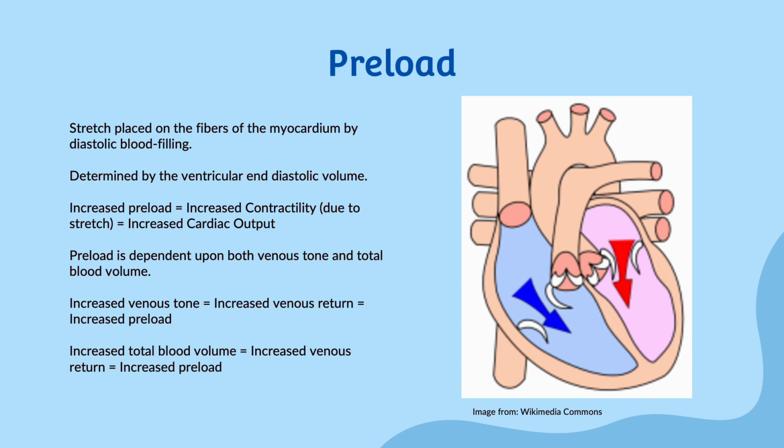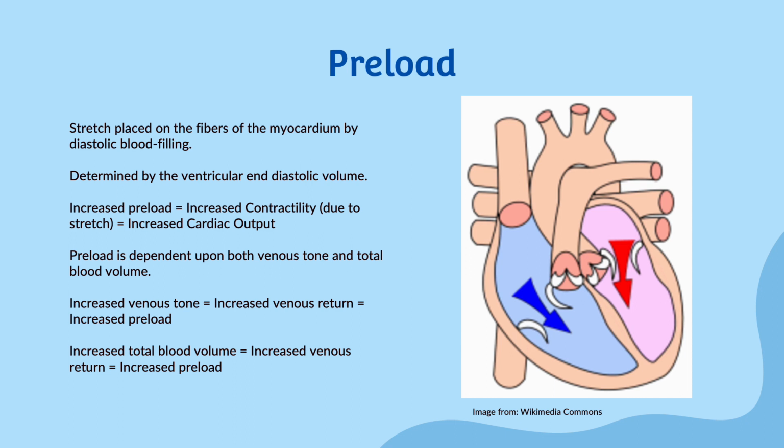Another factor that can affect preload is the venous tone and resistance. Venous tone refers to the degree of contraction of the smooth muscle in the walls of the veins, which helps to maintain blood flow back to the heart. If the venous tone is decreased, as in certain medical conditions, blood may pool in the veins and not return to the heart as effectively, leading to a decrease in preload.